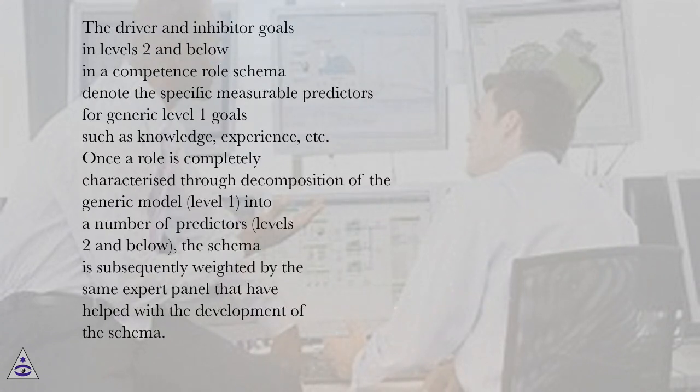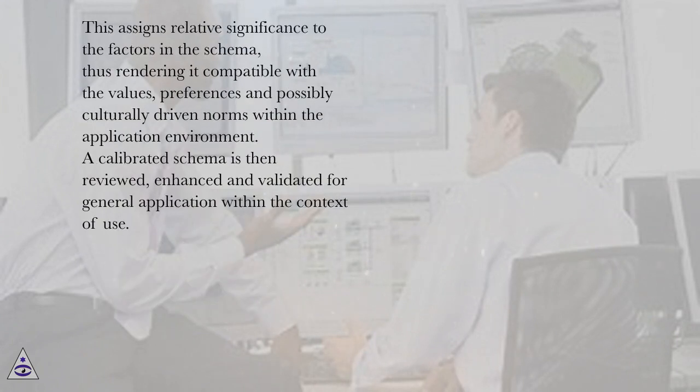The driver and inhibitor goals in levels 2 and below in a competence role schema denote the specific measurable predictors for generic level 1 goals such as knowledge, experience, etc. Once a role is completely characterized through decomposition of the generic model, level 1, into a number of predictors, levels 2 and below, the schema is subsequently weighted by the same expert panel that helped with the development of the schema. This assigns relative significance to the factors in the schema, thus rendering it compatible with the values, preferences and possibly culturally driven norms within the application environment. A calibrated schema is then reviewed, enhanced and validated for general application within the context of use.